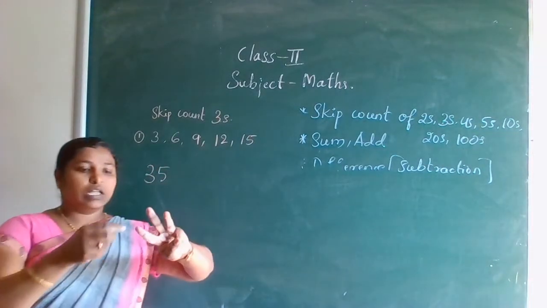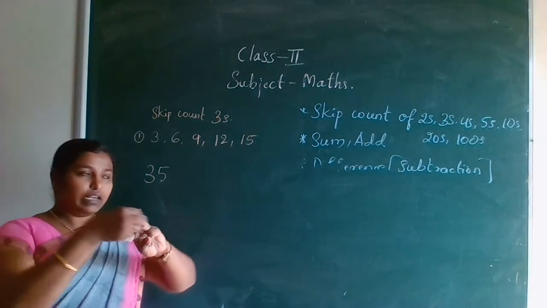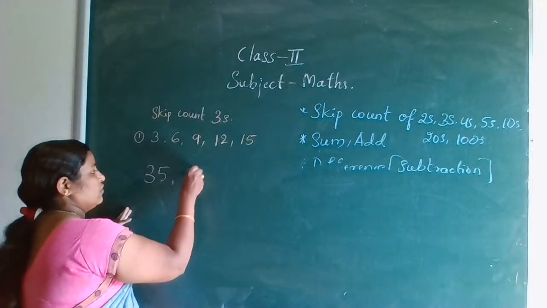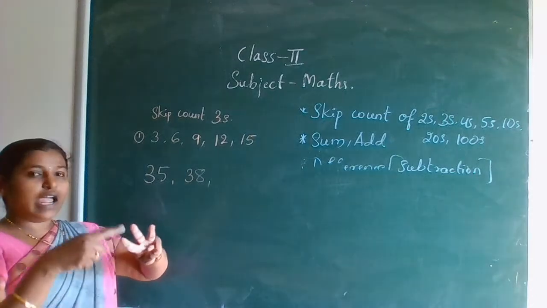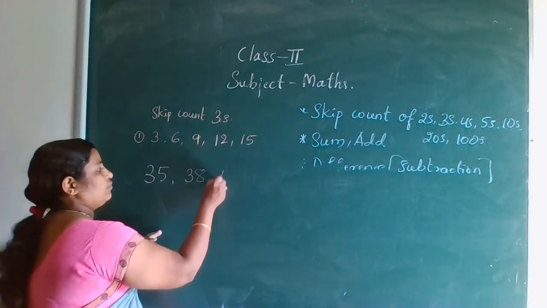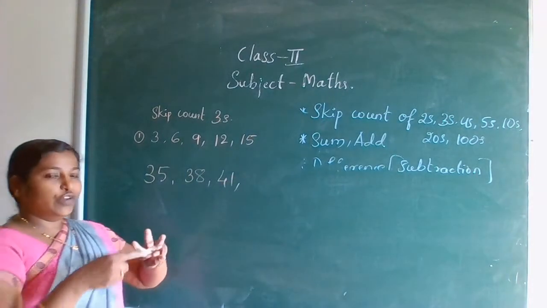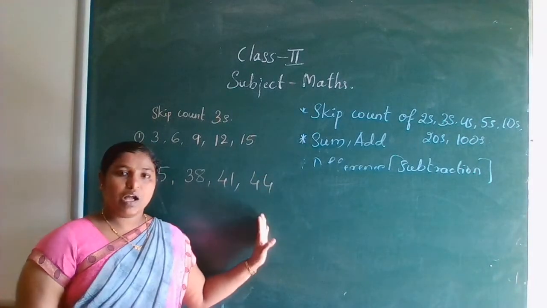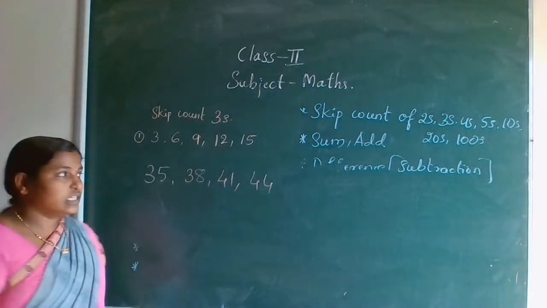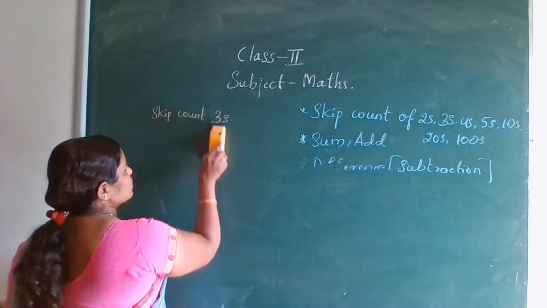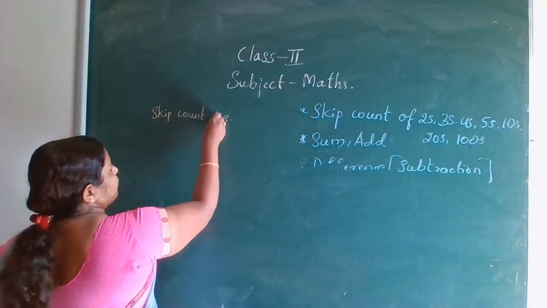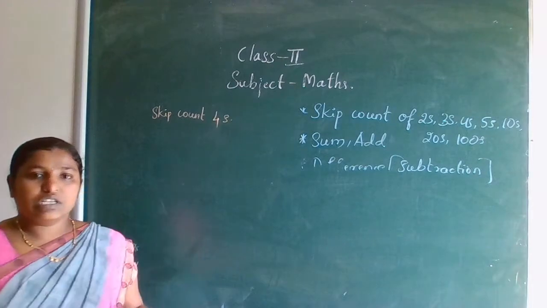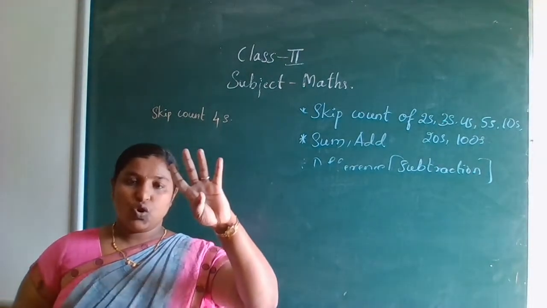35, 36, 37, 38. Next 39, 40, 41. 42, 43, 44. This is skip count 3s. Next, skip count 4s. Skip count 4s in the sense 4 fingers you should hold.